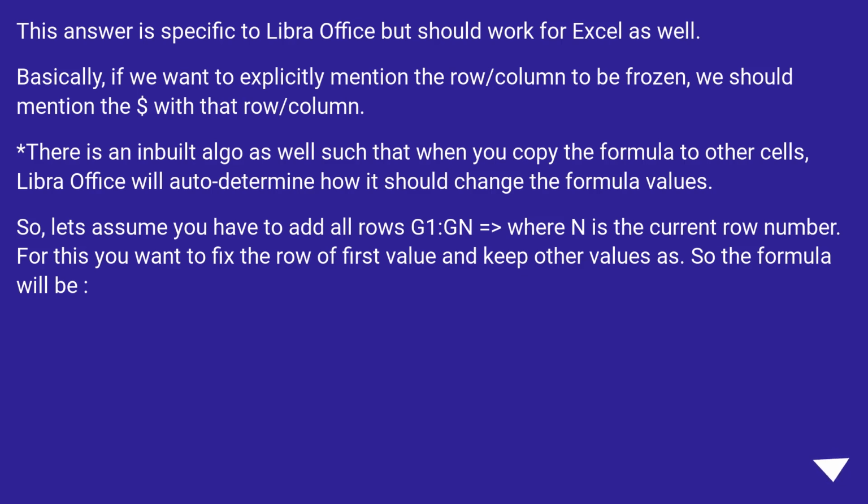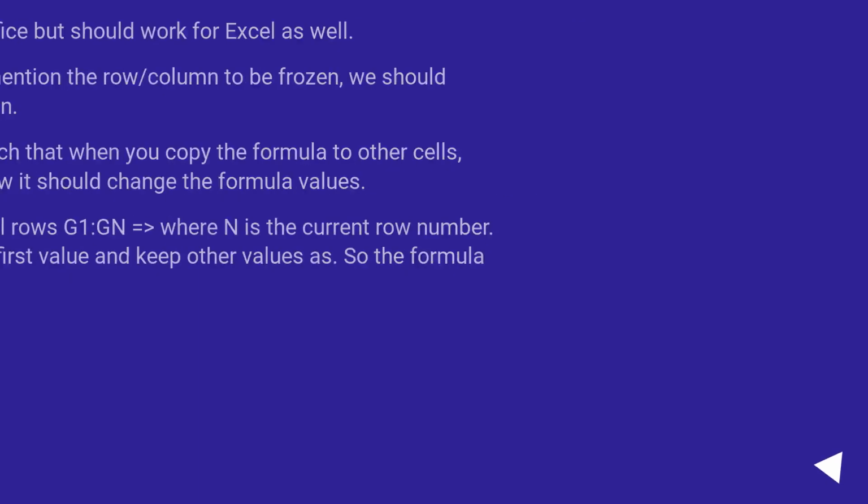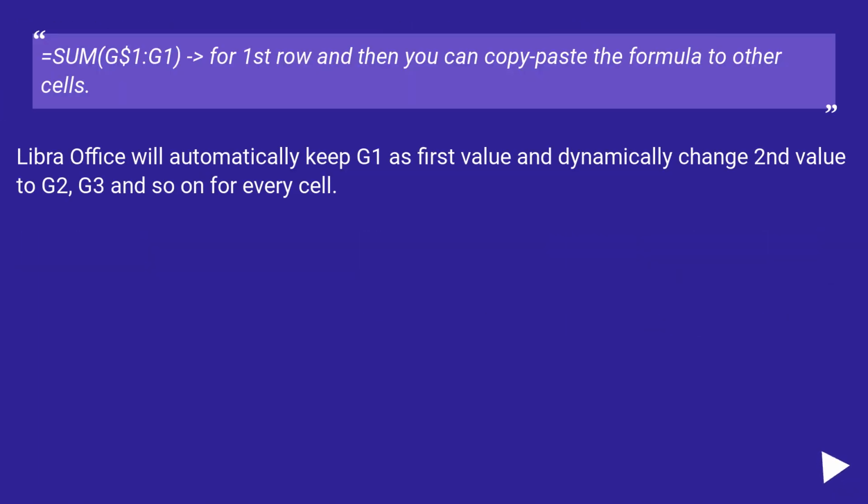So the formula will be: equals SUM(G$1:G1) for the first row, and then you can copy and paste the formula to other cells. LibreOffice will automatically keep G1 as the first value and dynamically change the second value to G2, G3 and so on for every cell.